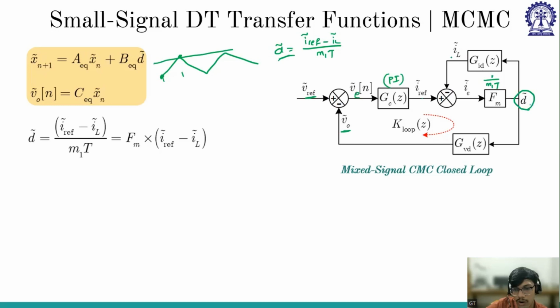Now from duty ratio, I have to get IL. How will I get it? The control to current transfer function. And again, from duty ratio, I have to get V0. So I have to use control to output. Someone has pointed out, here we need both the transfer functions. So both will be there.